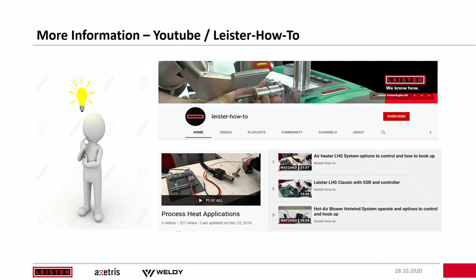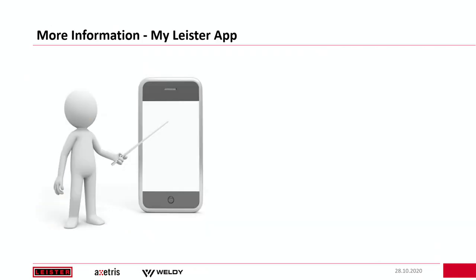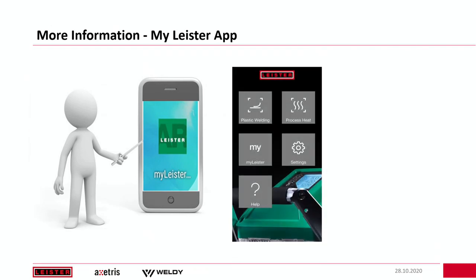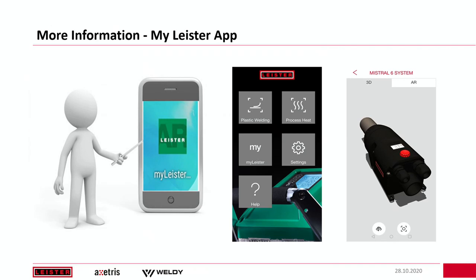And last but not least, our My Leister app. Now you have the capability of downloading the My Leister app to actually showcase some of the process heat tools that we have in our portfolio. But more importantly, you also have the capability of looking at those tools in an augmented reality view. So if you've got questions about how to mount a tool or what the tool looks like, or maybe you've got some dimensional things that you're thinking about and will it mate into your equipment or into your process, you can always go into this augmented reality view to take a look at it to see if it's a good fit for you.